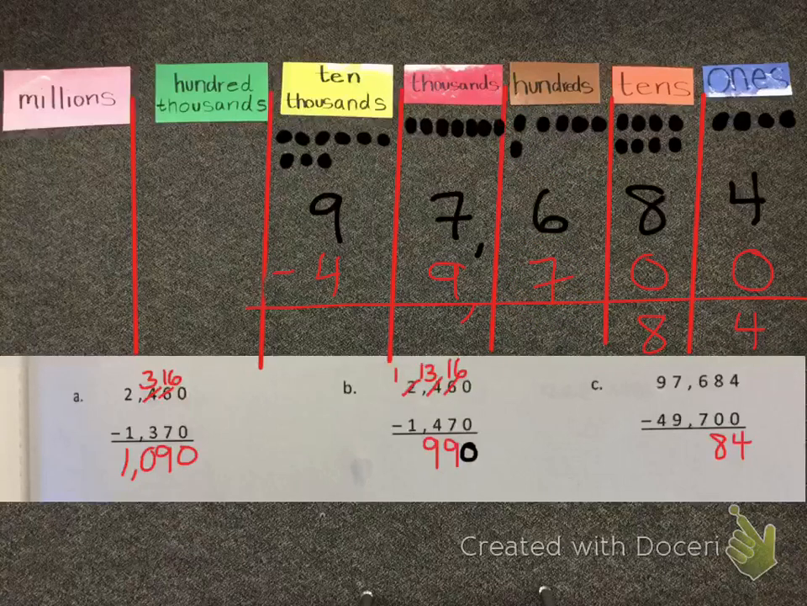So I'm going to take 1,000, and I'm going to unbundle 10 hundreds. So I'm going to put 10 dots here. So 1, 2, 3, 4, 5, 6, 7, 8, 9, and 10. So this 7 is no longer 7, it is 6. Okay? And just to show you on the standard algorithm, I unbundle, and this 6 becomes 16.